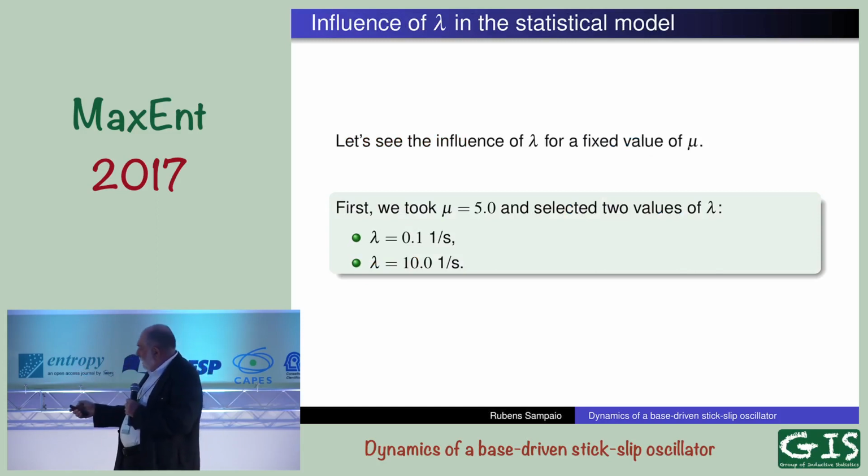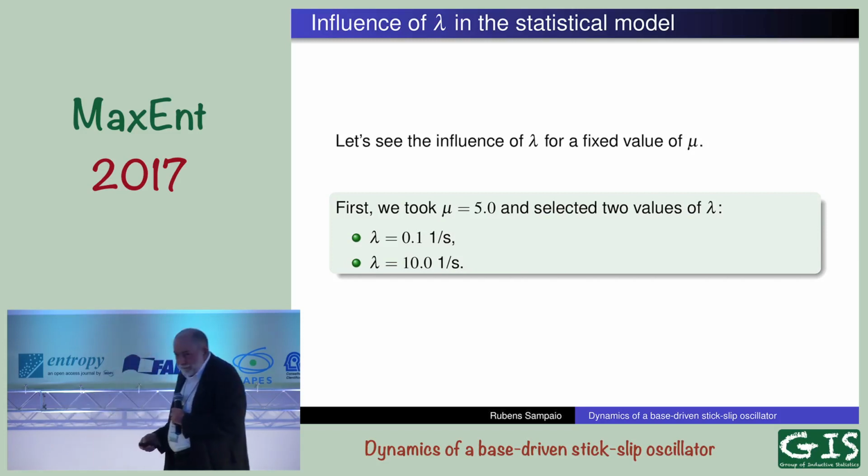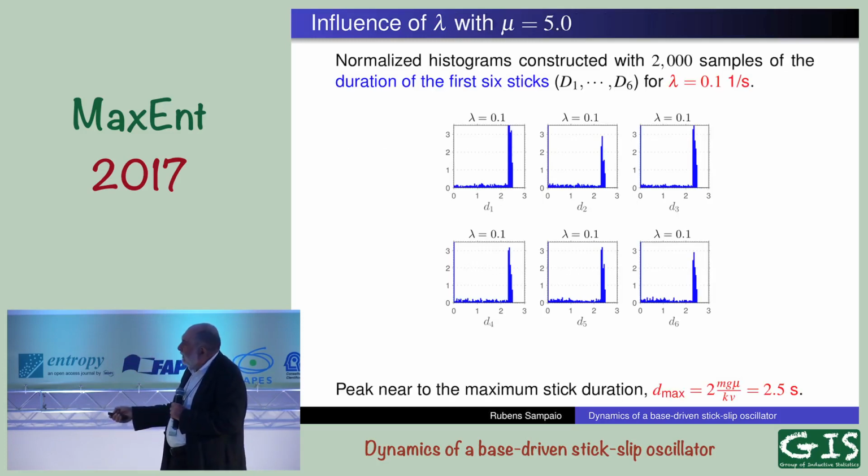So we start with a friction coefficient of 5. And I'm going to show you 2 situations just to allow you to understand the problem. So first, I'm going to use a value of lambda that means that the belt changes velocity very little. So there is almost no change. And I choose another value where the change is very rapid. It's 10 times a second. So let's see what happened.